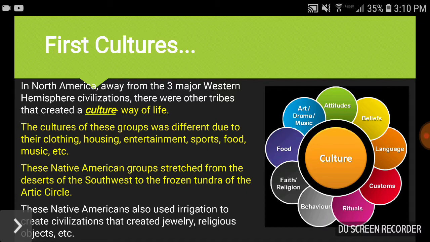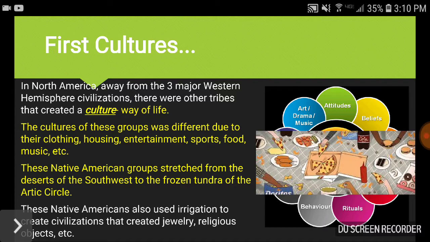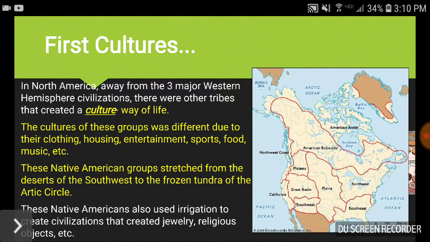Some may be similar, but many times it's going to be very different based on the region or the geography of where these Native Americans are going to be living. And so the food that they're eating will be different. The clothing that they have is going to be different. So pay close attention to the text, but also to the pictures in these upcoming slides.